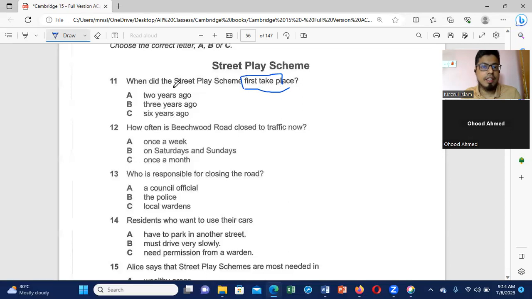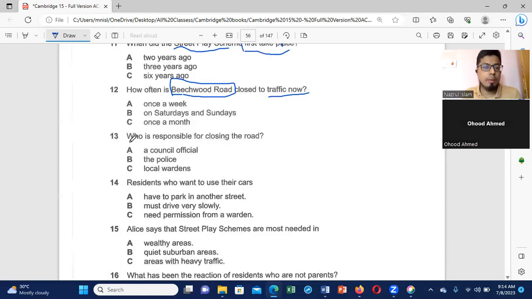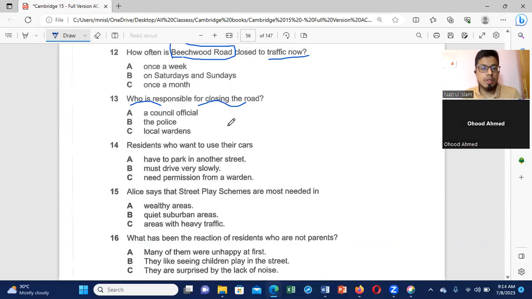Just see, street play scheme. They'll mention it clearly. How often? Again, the time. Is Beachwood Road closed to traffic now? Just see, Beachwood Road. It will help you to get the location, I mean, to maintain the sequence. Closed to traffic now. Who is responsible? Just about a person for closing the road. Which road? You can see Beachwood Road.